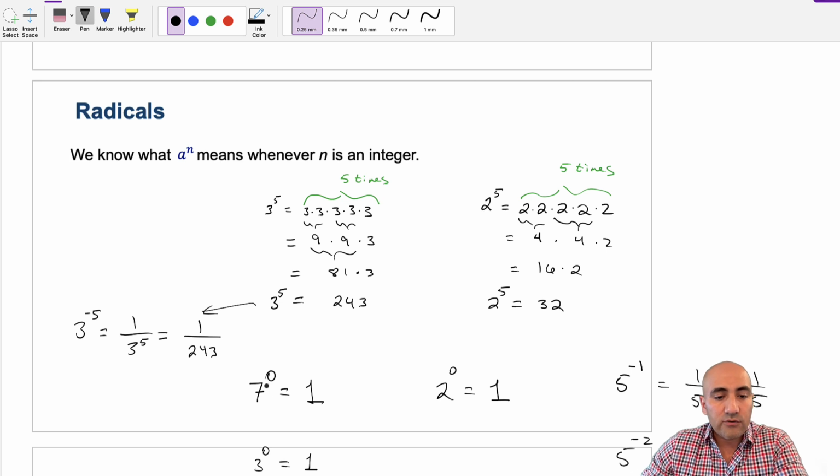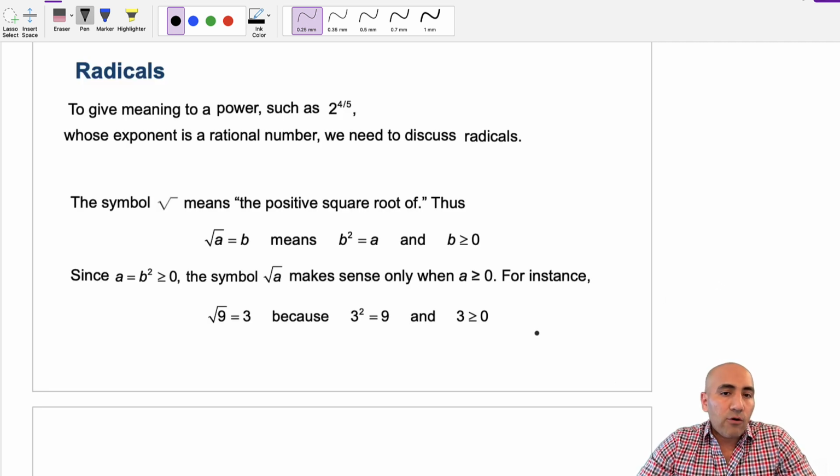A 0 exponent always equals 1, and then there are positive integer values. Hopefully all of this sounds familiar. In this section, we want to think about something a little bit different. What if there's a fraction in the exponent? What if we had 3 to the power of 3/4, for example? What do we do with that? To give meaning to a power such as 2 to the power of 4/5, whose exponent is a fraction, we need to discuss radicals.